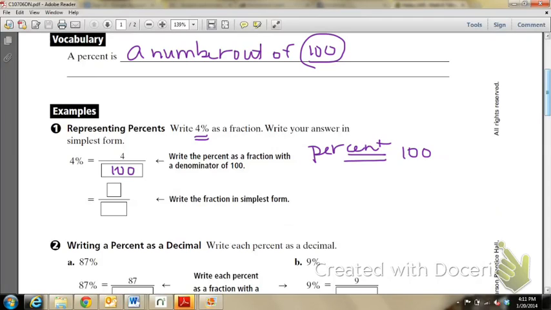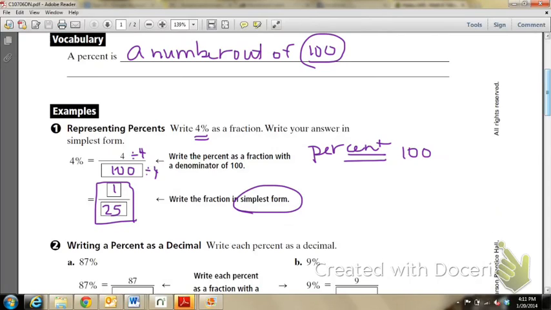Now, anytime you have a fraction, you should always go for simplest form, and 4 goes into both of these, so we're going to divide both by 4. 4 divided by 4 is 1, and 4 goes into 100 25 times. So the simplified fraction is 1 over 25.